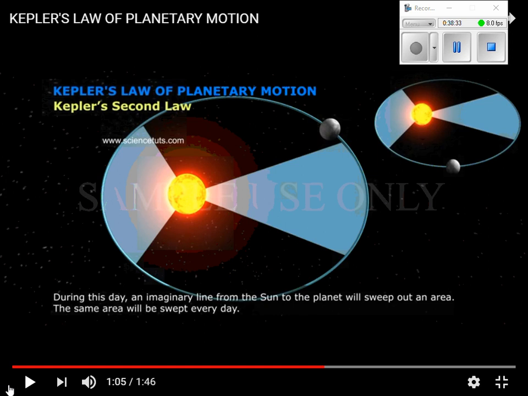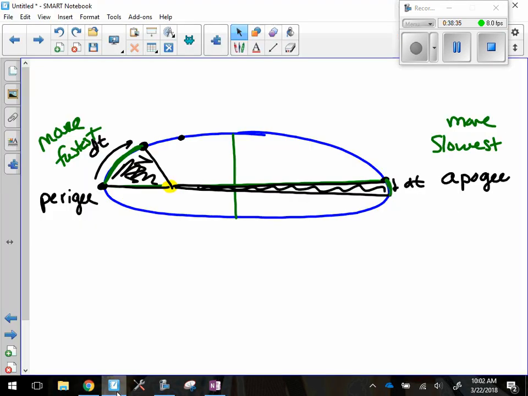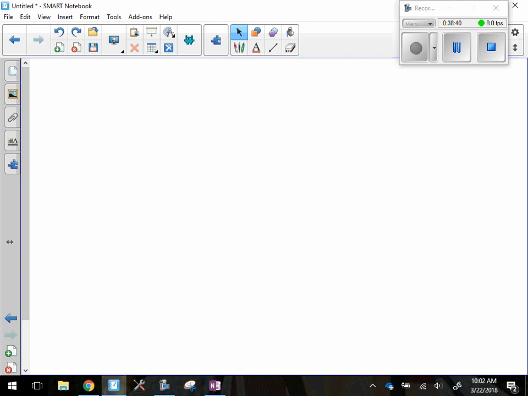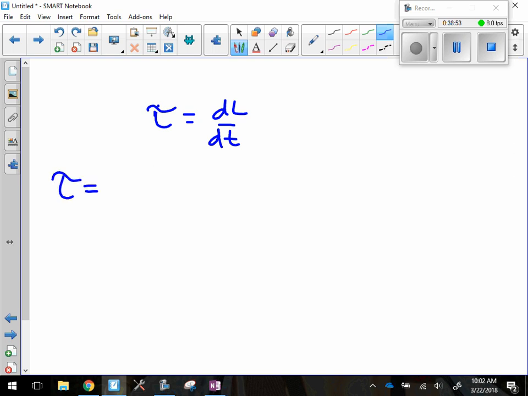Okay, so like I said, this is a statement of conservation of angular momentum. So remember that we figured out that tau was equal to dL/dt. Okay, but what's tau equal to? Okay, r cross F, rF sine phi. Okay. And remember, what's F equal to in this situation?